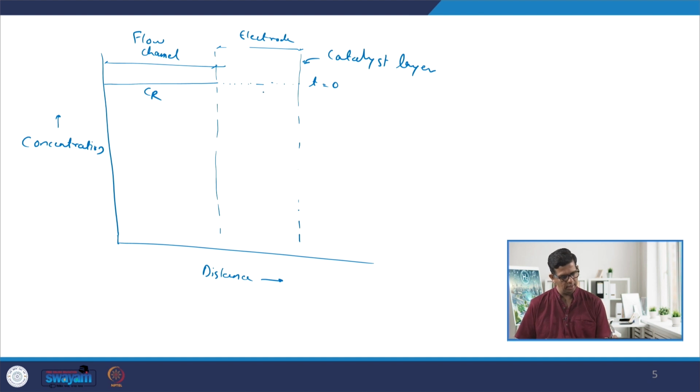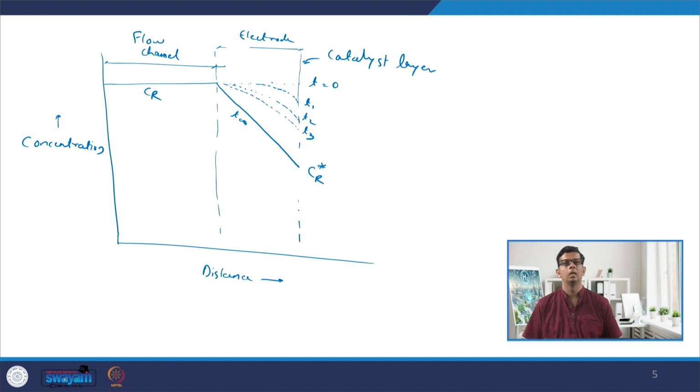As the time increases, let us say this is T1, then this is T2 and this is say T3, and when T becomes T infinity, so this is T infinity, this is T2, this is for T3, then we get the local concentration, or the concentration of reactant at the catalyst layer, as CR star.